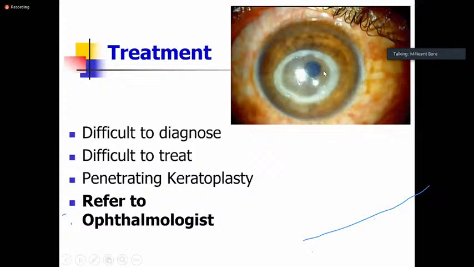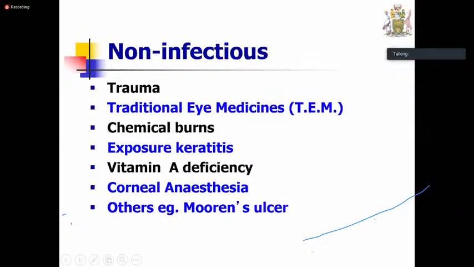So as you can see, this is a ring-like infiltrate. When you shine your light, you'll see the infiltrate. Posteriorly, you can see the pupil and the lens is clear. So we'll move on to the non-infectious causes of corneal ulcers.